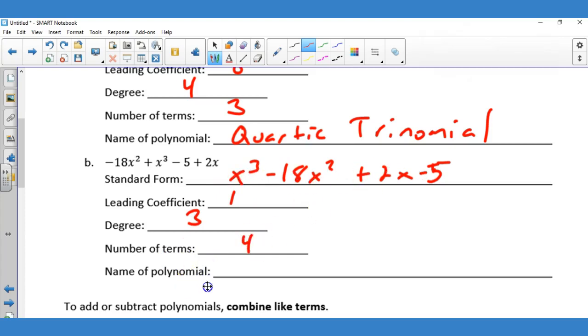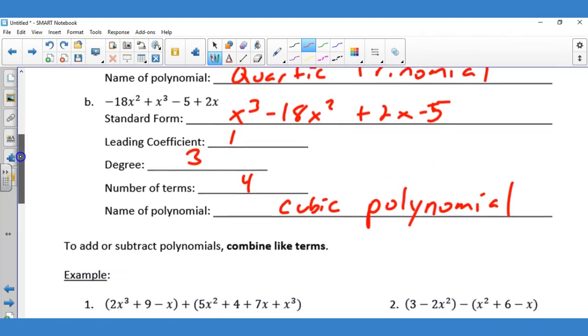And name the polynomial. The degree is 3, so that's going to be cubic. And then there's 4 terms. So anything over 3 terms is a polynomial, guys. 1 term is monomial, 2 terms binomial, 3 terms trinomial, 4 terms polynomial, 5 terms polynomial, 6 terms polynomial.